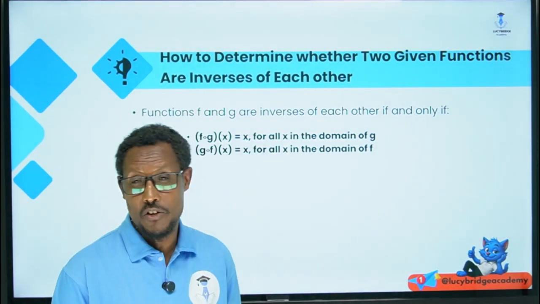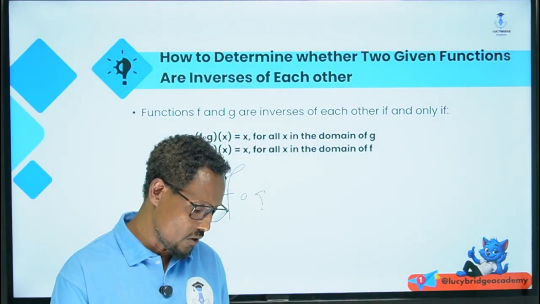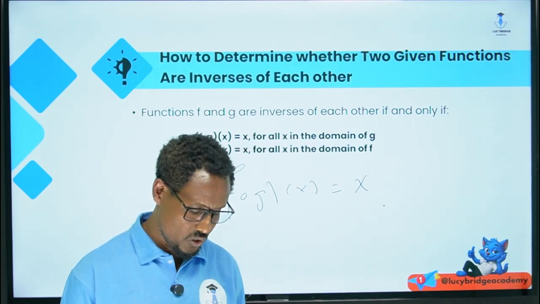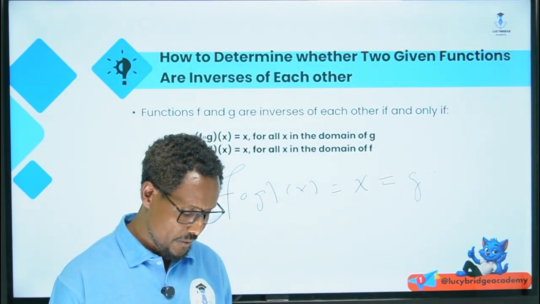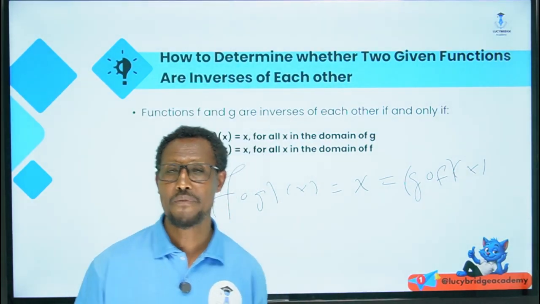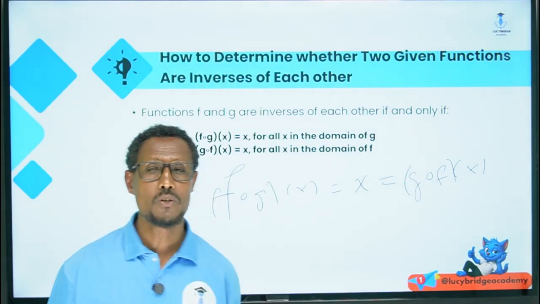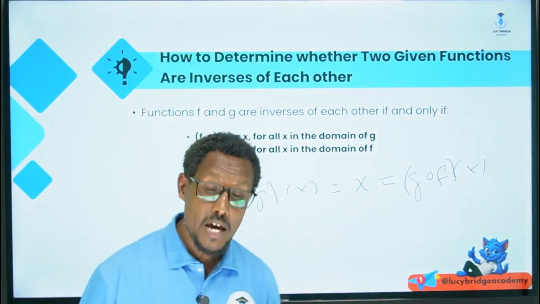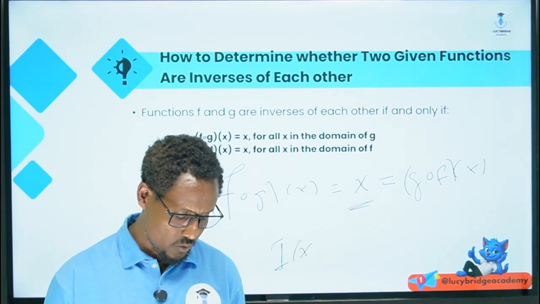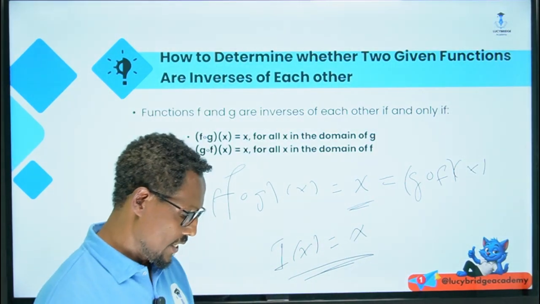It means if f and g are inverse of each other, if f is the inverse of g or g is the inverse of f, what does f circle g of x give us? x. Okay, x, which is equal to g circle f. The composition of f and g, if f and g are inverses of each other, gives us x, or x means an identity function I of x, which is equal to x. So in certain context we call it an identity function.